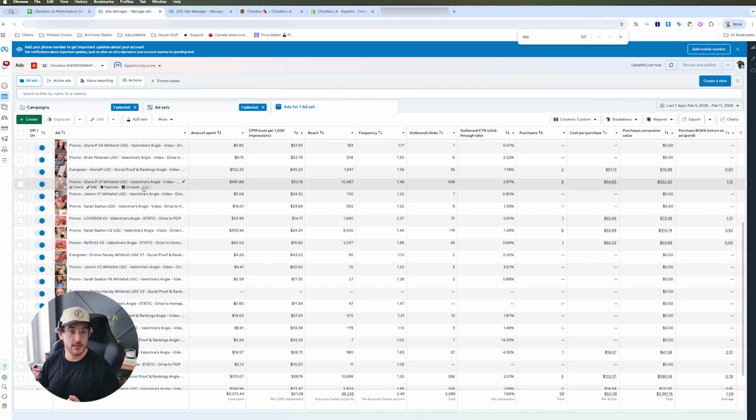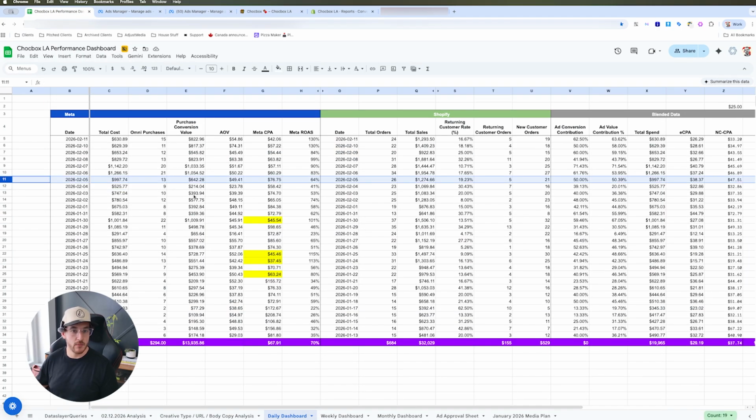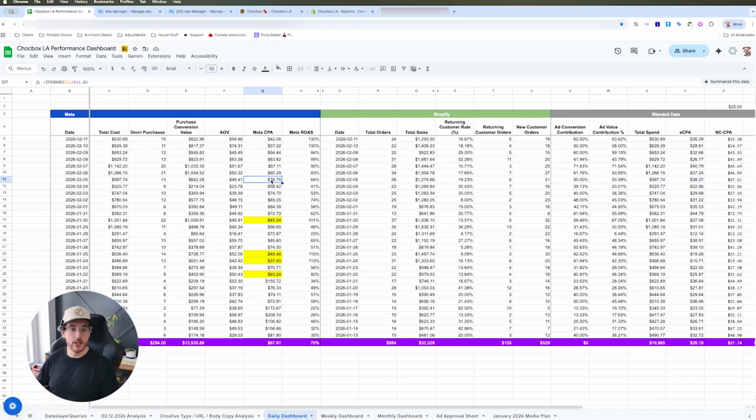Honestly, it's been great. There are 2 indicators that we see right now that are leading us to believe this is working very well. The first indicator is actual performance. If we look at a daily dashboard, we made this change on the 5th, and we're starting to see CPAs come down even further.